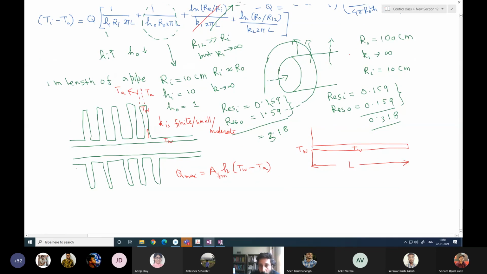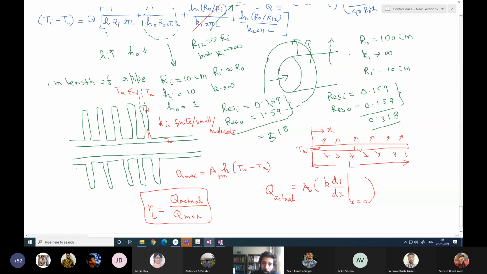How much will that be? That will be the total amount of heat that is pushed through the base. That much heat has gone to the surrounding by convection. So that is area of base times minus k times dT/dx at x equals 0. This is x. Okay. So this is Q actual, and the efficiency of the fin is defined as Q actual divided by Q max. So if you know the efficiency of a fin, you'll be able to calculate the amount of heat transfer.